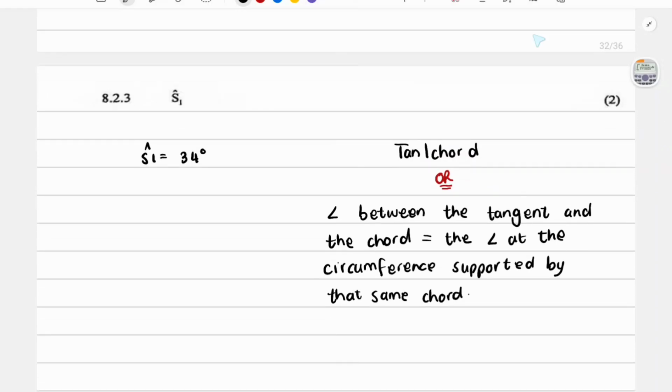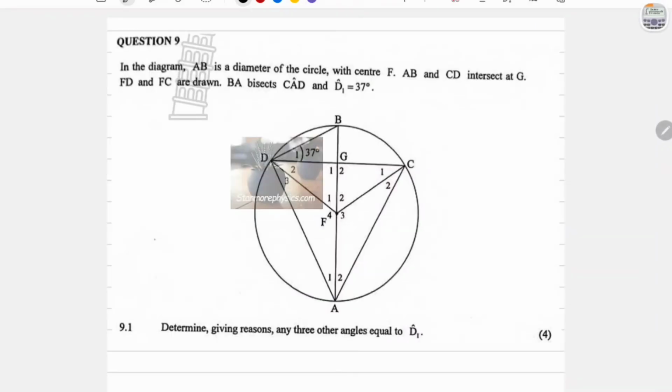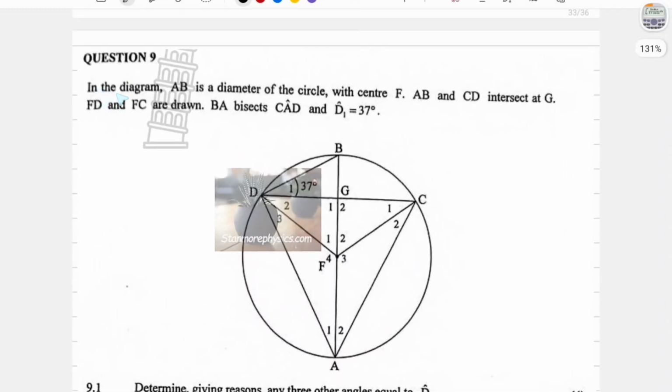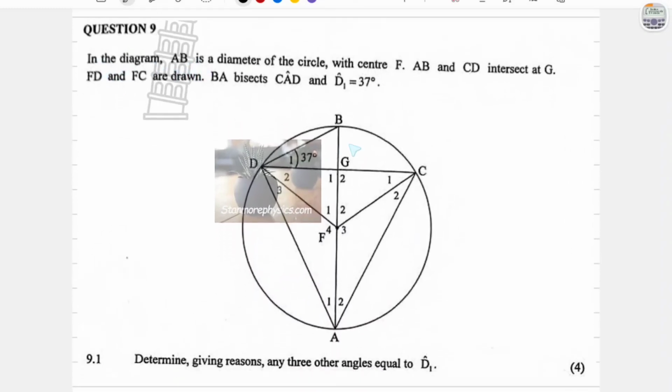And then we move on to question 9. Question 9 says, in the diagram, AB is the diameter of the circle with the center F. AB and CD intersect at G, and FD and FC are drawn. They also tell us that BA bisects angle CAD. Now that is very important. You need to know what the word bisect means, but we're going to work on that when they ask us that.